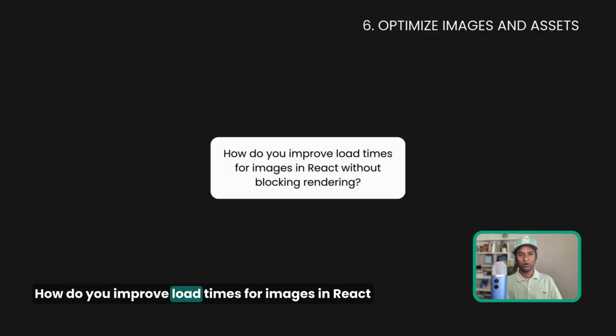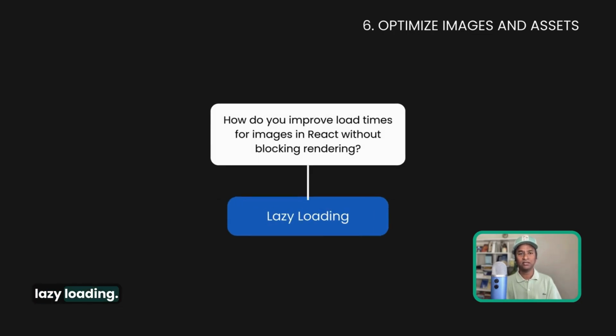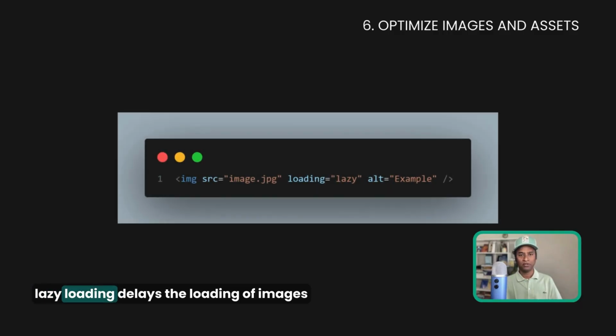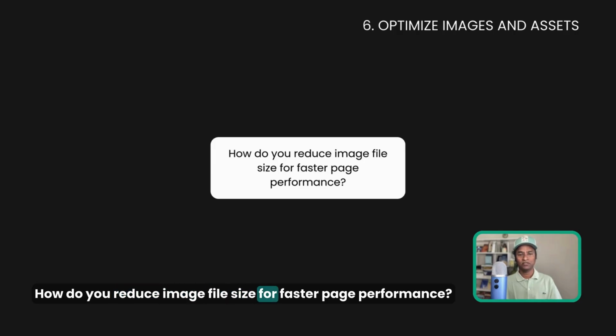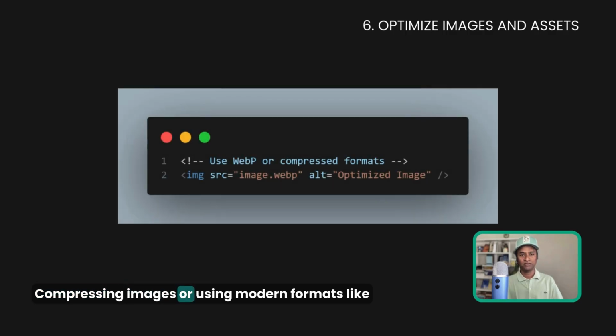How do you improve load times for images in React without blocking rendering? Answer: lazy loading. Example: lazy loading delays the loading of images until they are about to enter the viewport, improving initial page load performance. How do you reduce image file size for faster page performance? Answer: compression. Compressing images or using modern formats like WebP reduces file size, speeds up rendering, and improves overall performance.